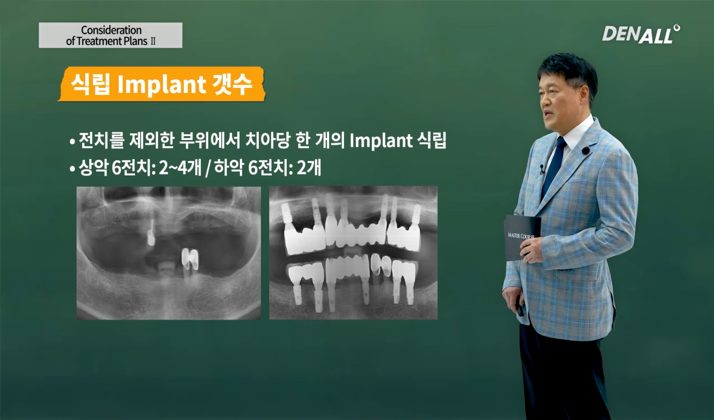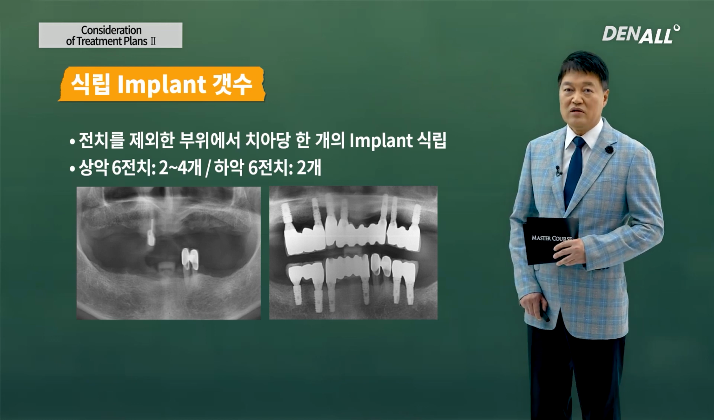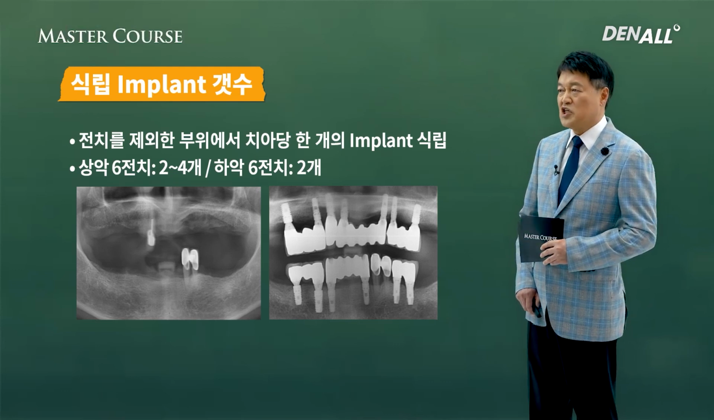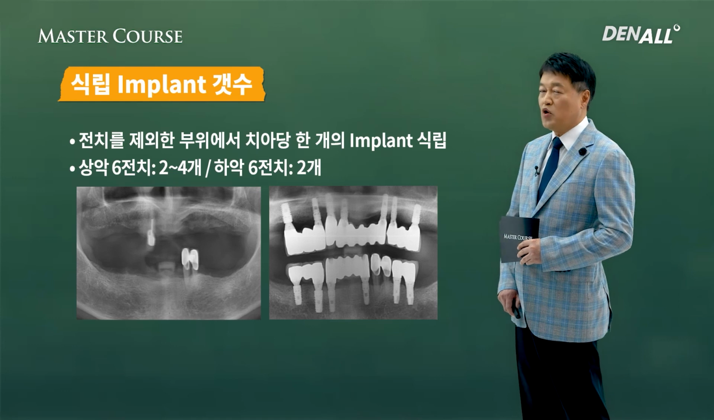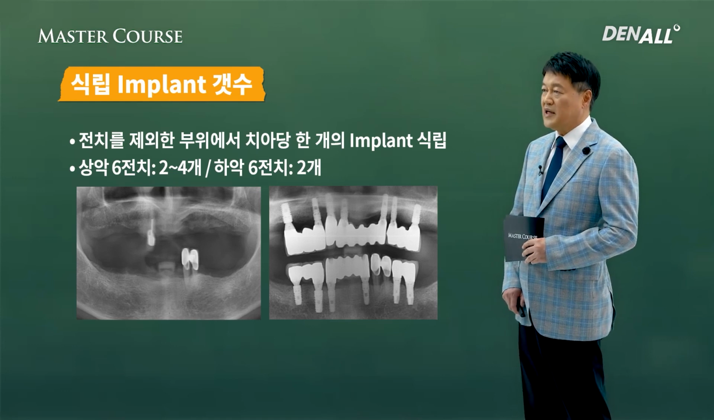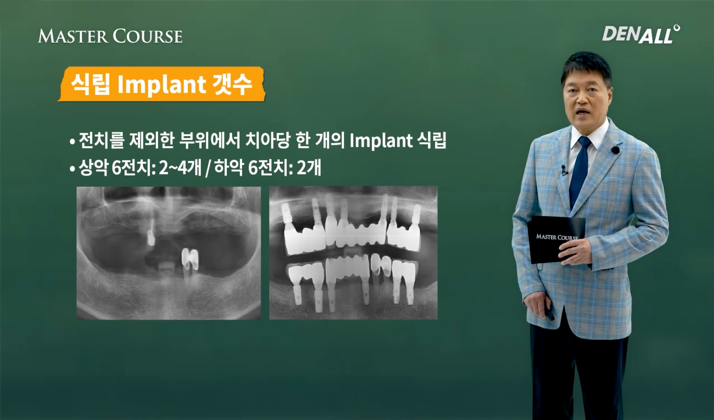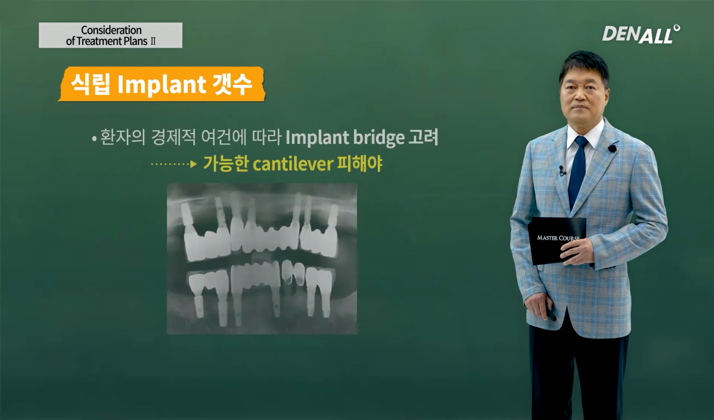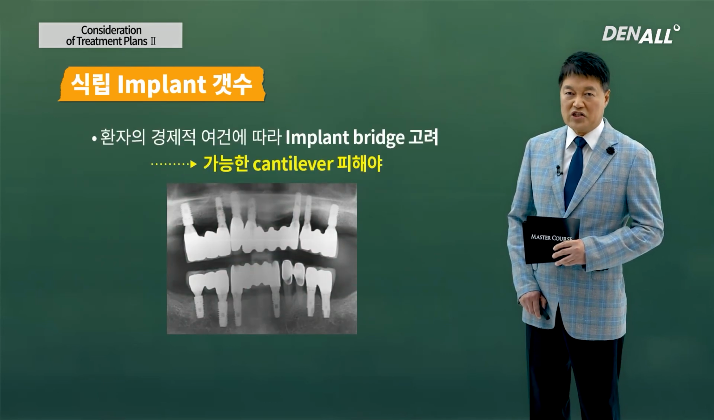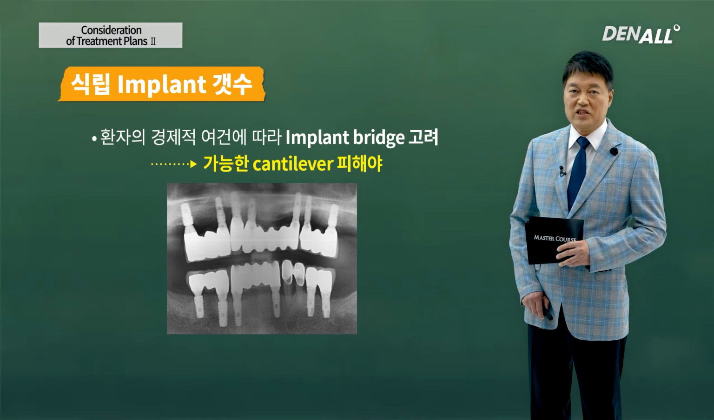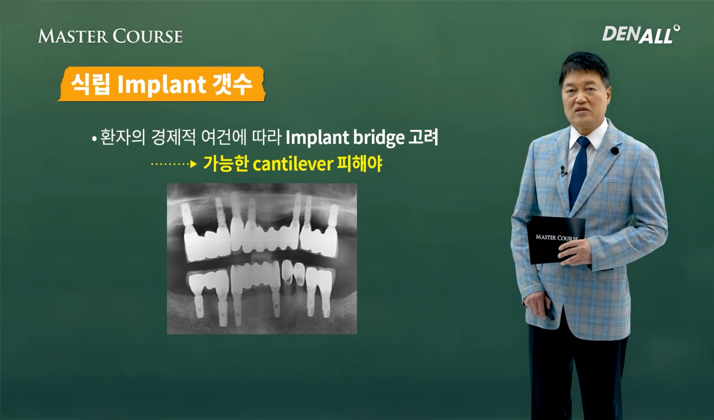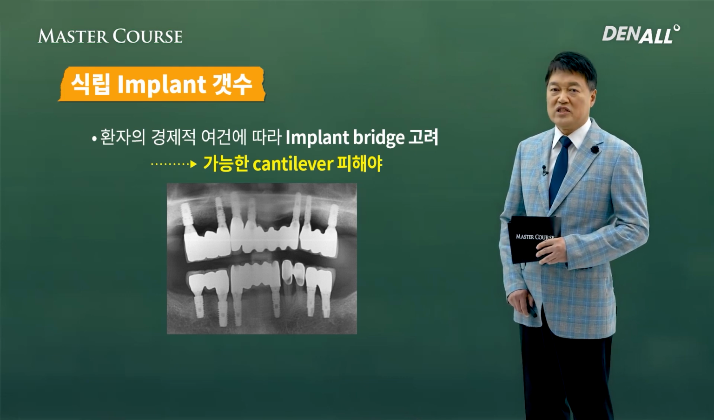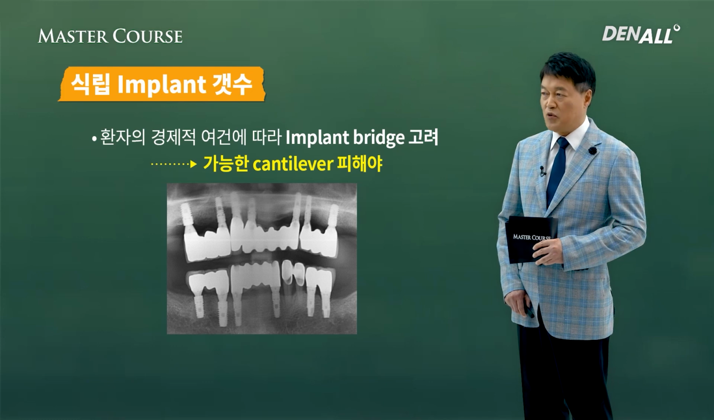Next consideration is the number of implants to be placed. In general, except for the anterior, you place one implant for one missing tooth. However, in the anterior, you don't need to do it for every single missing tooth. So in the upper anterior, you place 4 for 6 anterior teeth, and for the lower 6 anterior, you place 2. Depending on the patient's economic condition, you can also consider an implant bridge. However, if possible, you need to avoid cantilever force, so implant position should be carefully thought out.